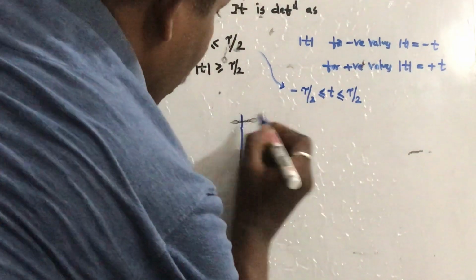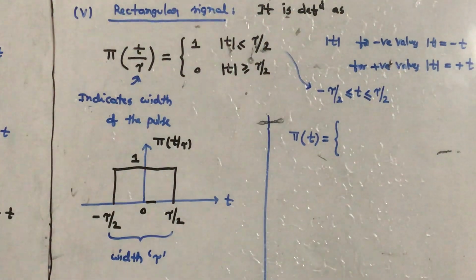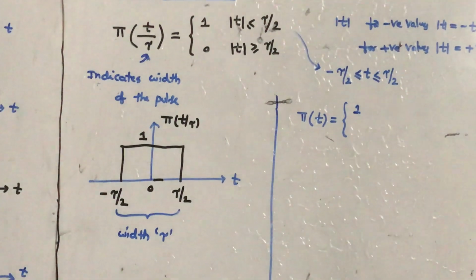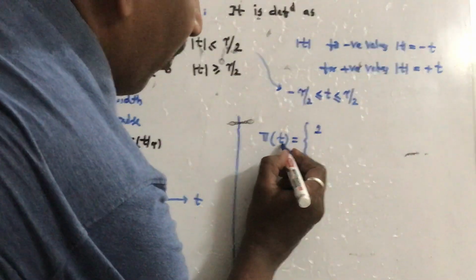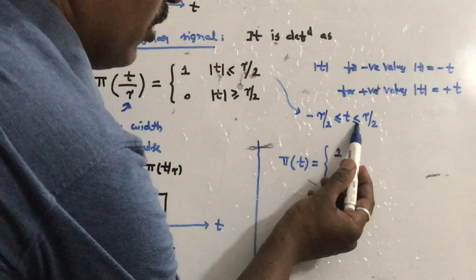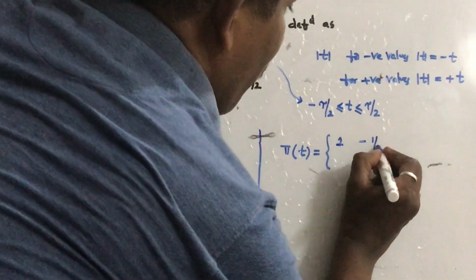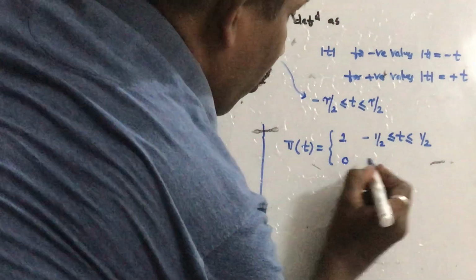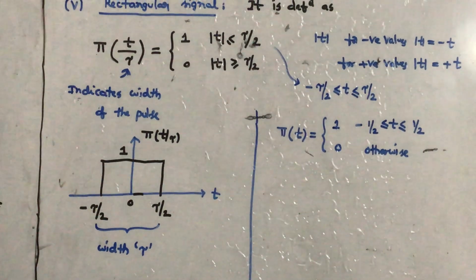Similarly, let us draw pi of t. As the name itself says, it is a rectangular function whose value is 1. If you substitute here, you can see there is nothing in the denominator, that means tau is 1. So substituting 1 here, during the interval minus 1 by 2 less than or equal to t less than or equal to 1 by 2, its value is 1, and 0 otherwise. So how to draw this?